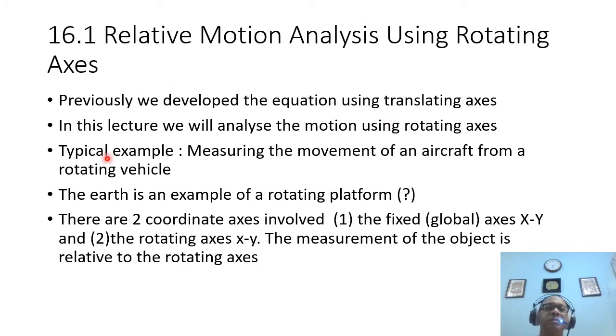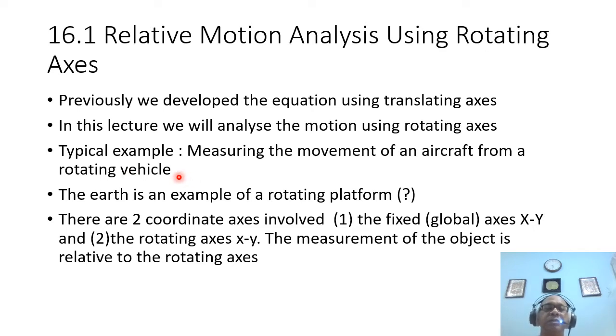A typical example is when we are measuring the movement of an object from a rotating platform. For example, if you are measuring an aircraft velocity from a vehicle which is not only moving but also rotating, for example, taking a corner.